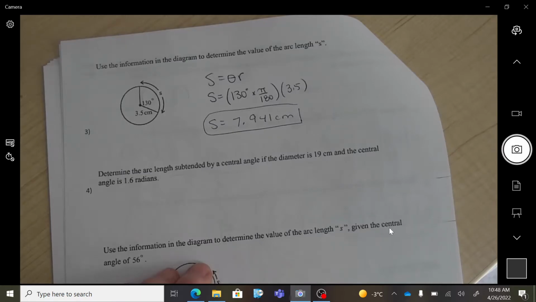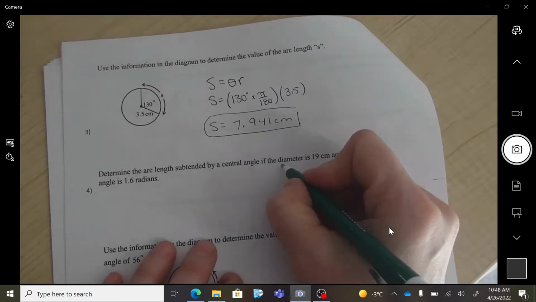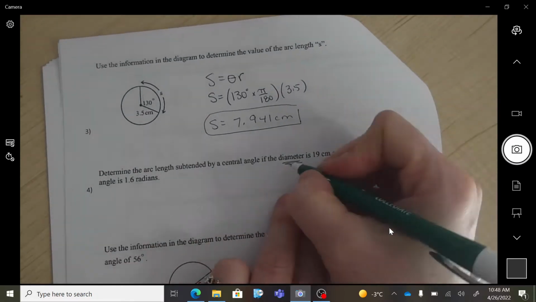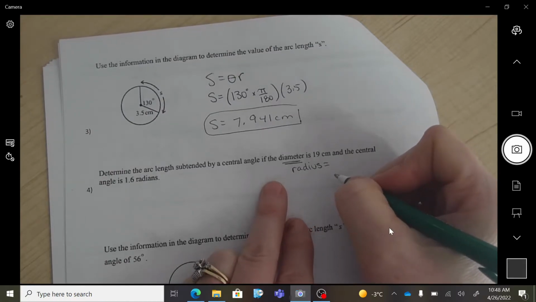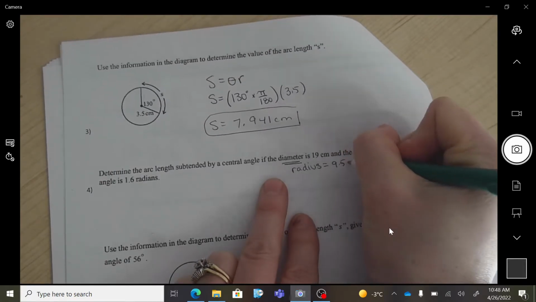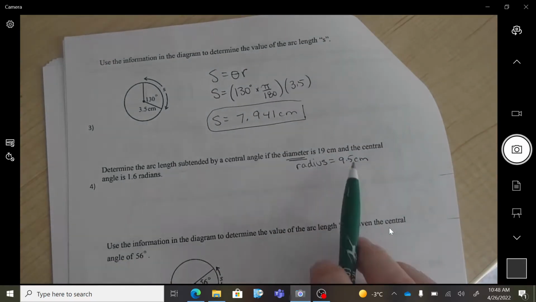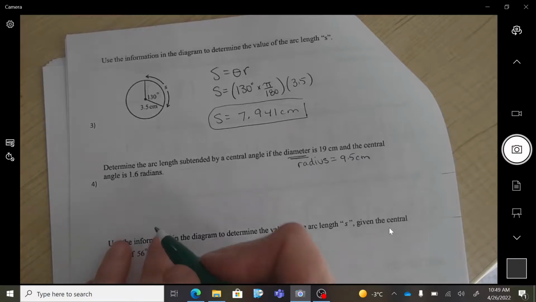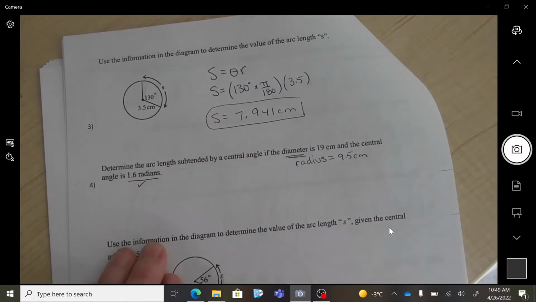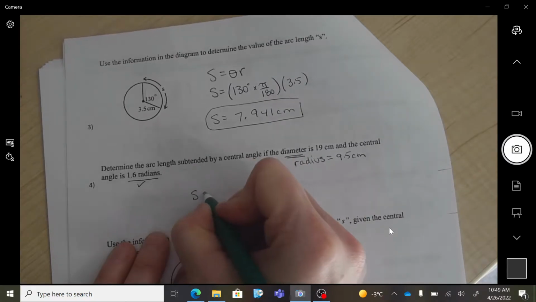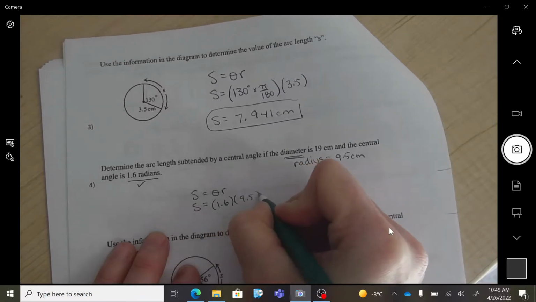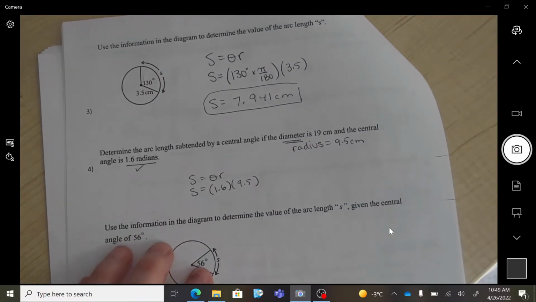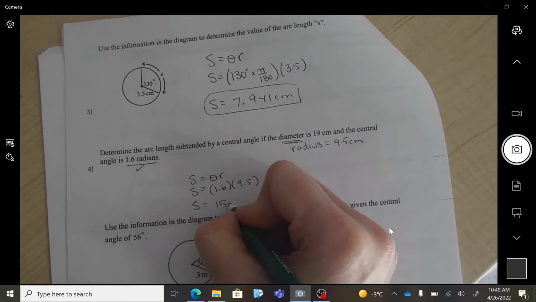Determine the arc length subtended by a central angle if the diameter, okay, so I'm trying to trick you there, which means the radius is half of that, so don't be tricked. So 9.5 centimeters is the radius, and the central angle is 1.6 radians, so that's already good to go. It's already in radians. So arc length, we can do 1.6 right in there, and remembering that that's the radius, not the diameter, so that would make 15.2 centimeters.